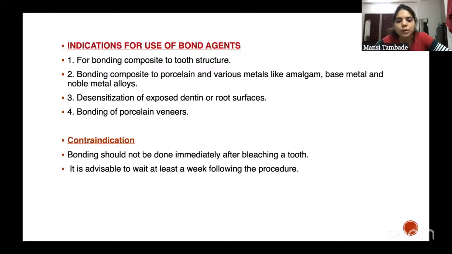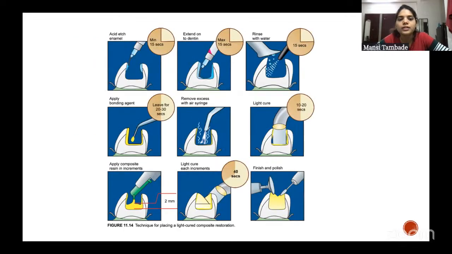It is advisable to wait at least a week following the procedure. And this is the whole procedure of bonding a composite to the tooth structure. This is the acid etching application of the gel, that is minimum 15 seconds. Then the dentine is also etched.